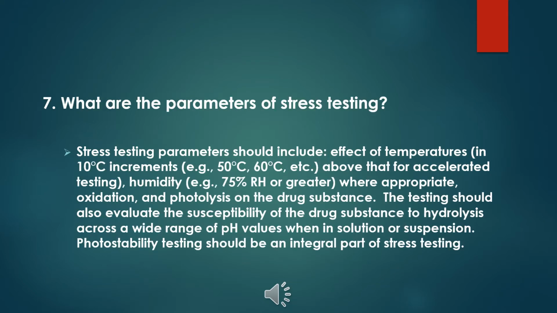What are the parameters of stress testing? Stress testing parameters should include effect of temperature in 10 degree increments, for example 50 degree, 60 degree, etc., above that for accelerated testing. Humidity, for example 75% RH or greater, where appropriate, oxidation and photolysis on the drug substance.